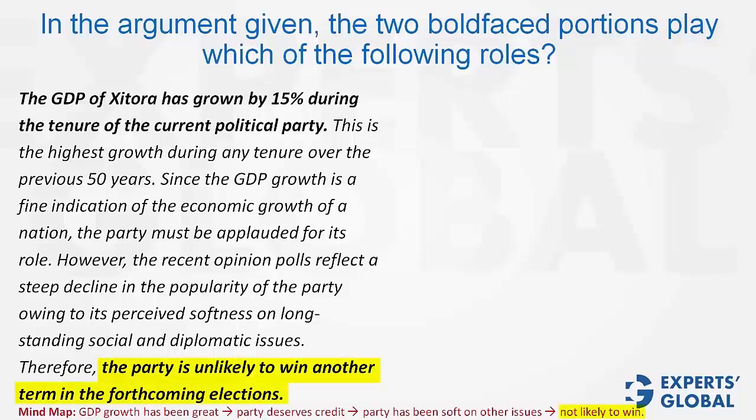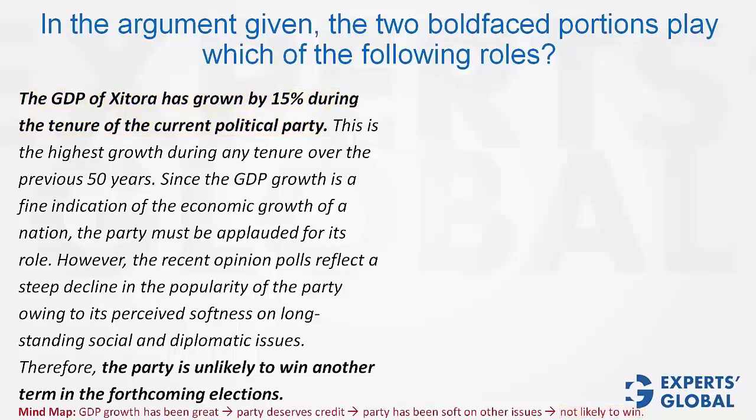The second bold part is the conclusion, that the party is unlikely to win another term in the forthcoming elections. So the second bold part has already been linked. This itself is the conclusion of the argument. Let's connect the first bold part with the conclusion. So come to think of it, it is an event that has happened. And now the author is trying to evaluate the implications of this event. And in the process of doing that, the author ends up comparing the performance of the government in other areas and ends up concluding that the party is unlikely to win. So this is the connection, friends.